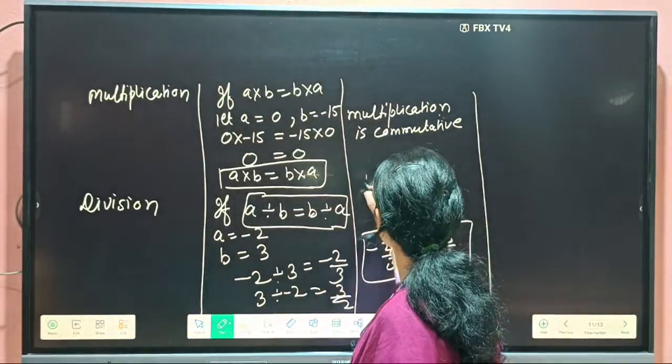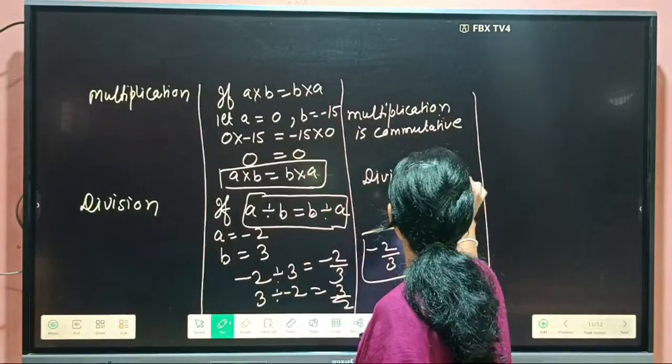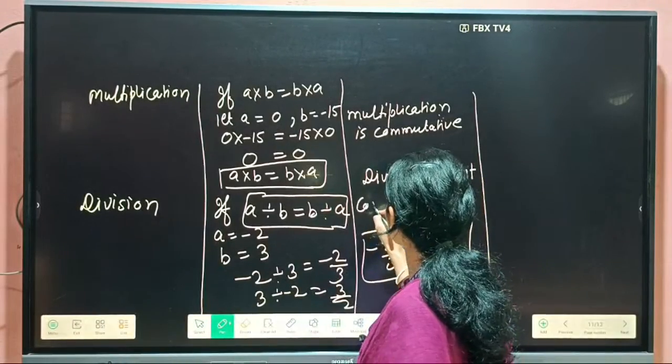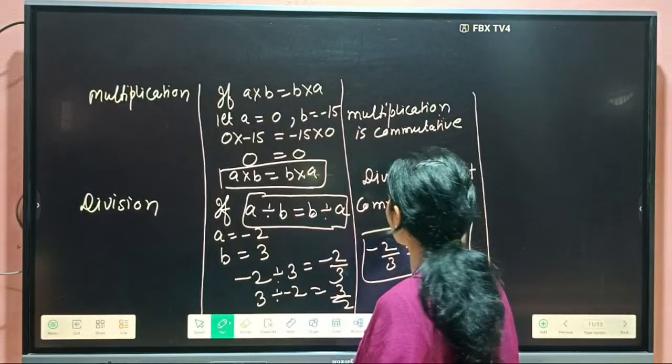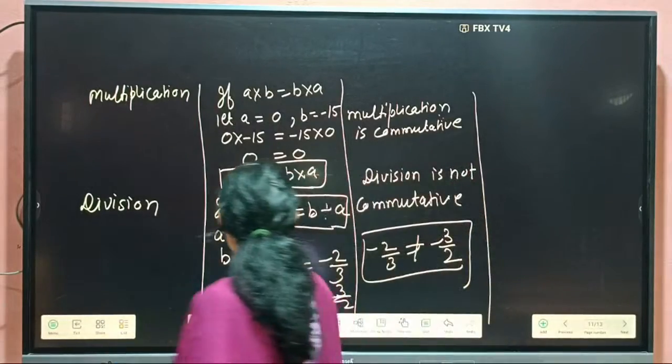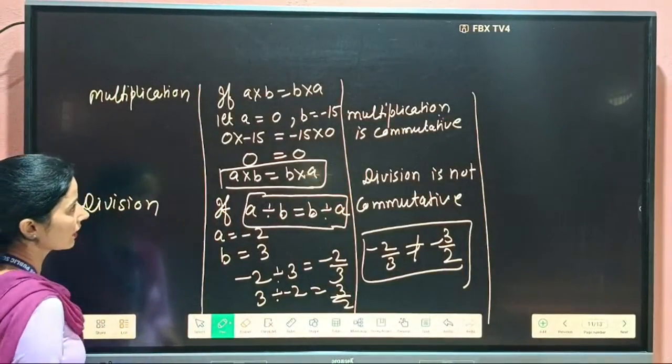Let us write our conclusion. Division is not commutative. You can check it with another example also. More examples you can try here.